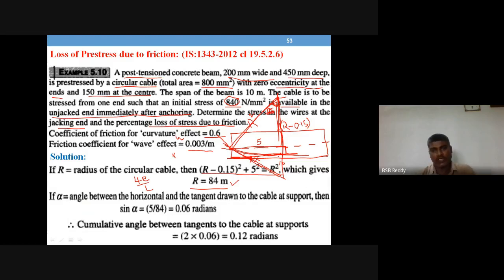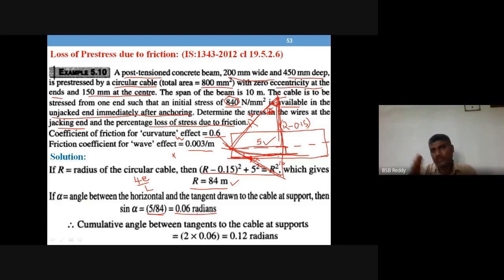So if you write sine alpha, it is like opposite side by hypotenuse, 5 by 84. R is found, which is 84. Or else you can use any other relation, tan alpha, cos alpha, whatever it is. So sin alpha is direct known values. Opposite side is 5, and hypotenuse is r. So 5 by 84 will give you 0.06 radians.